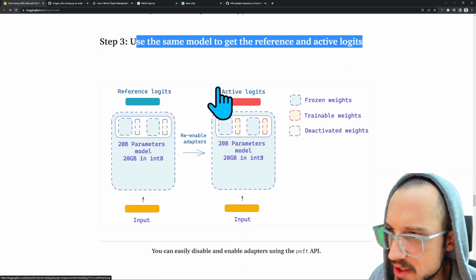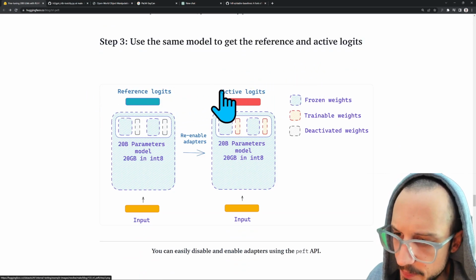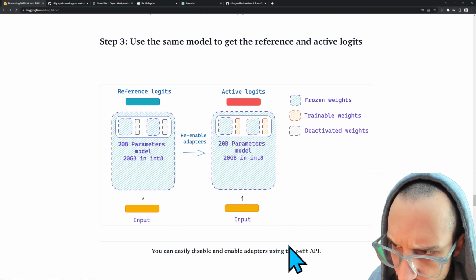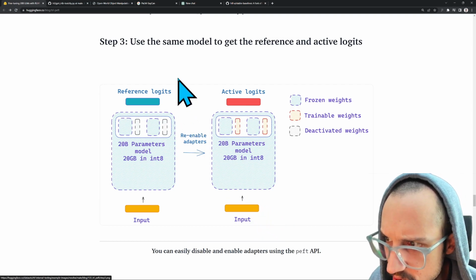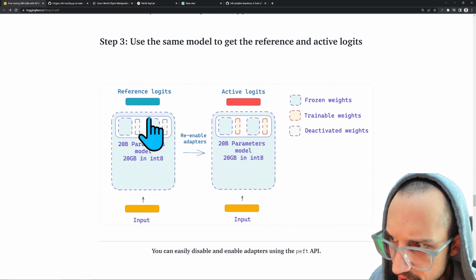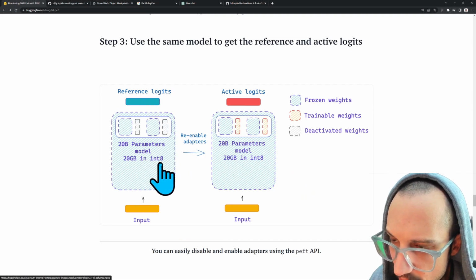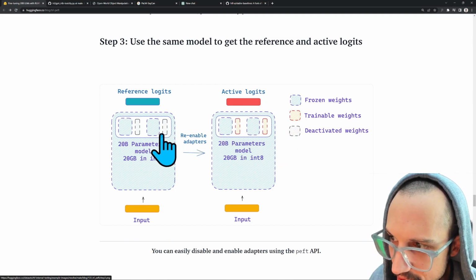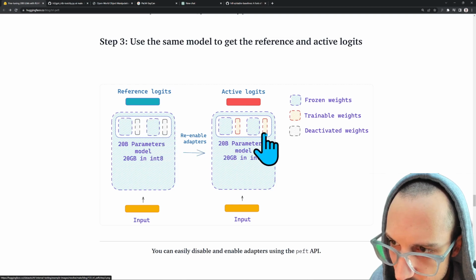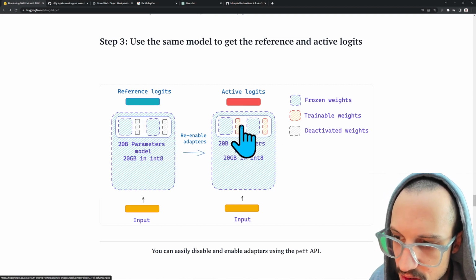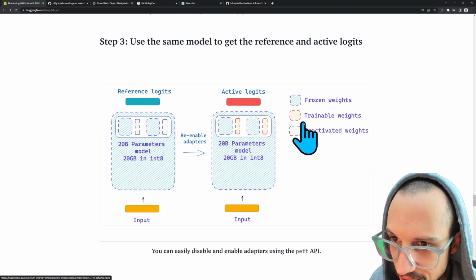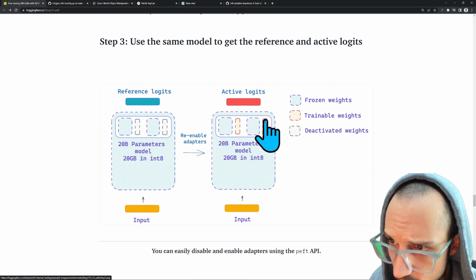Reference logits versus active logits. Okay, so earlier they were describing in the reinforcement learning section how you have two different versions of your model: the reference and the active model. In the reference model, you haven't pushed any gradients yet. But in the active version of the model, you've updated these here, right? These gray weights, which are deactivated in the reference model, you've pushed some gradients into them. And now they're basically slightly different. They're trainable weights. They've changed.